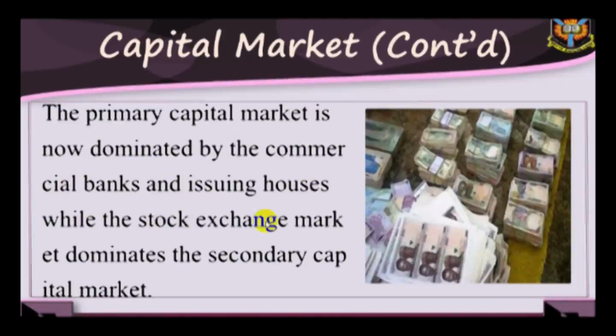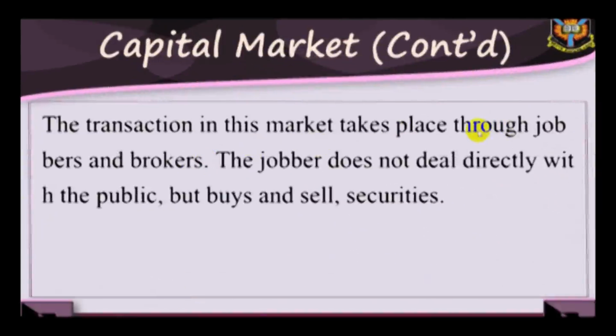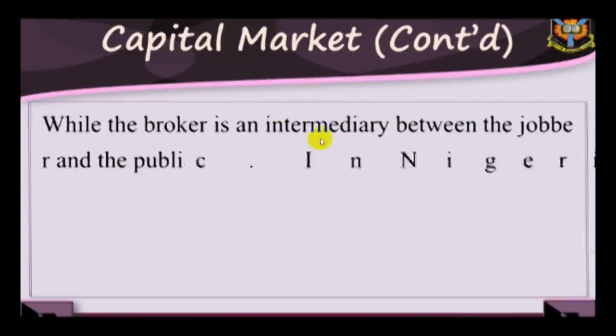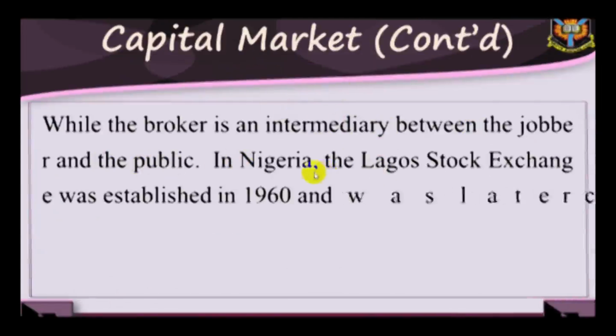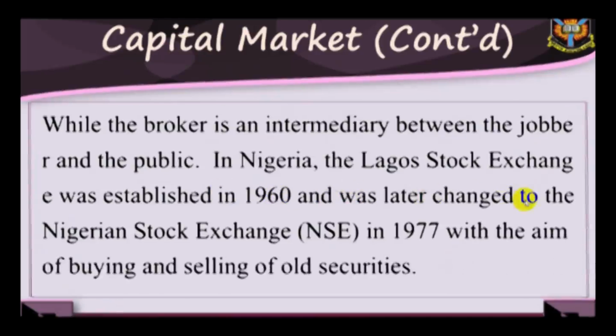The stock exchange market dominates the secondary capital market. The transaction in this market takes place through jobbers and brokers. The jobbers do not deal directly with the public, but they buy and sell securities, while the broker is an intermediary between the jobber and the public. In Nigeria, the Lagos Stock Exchange was established in 1960 and was later changed to the Nigerian Stock Exchange in 1977 with the aim of buying and selling old securities.